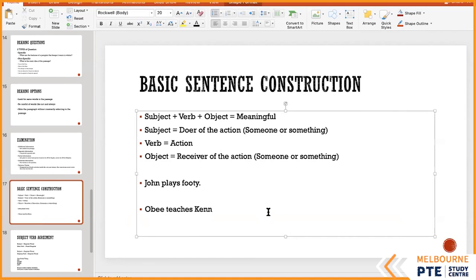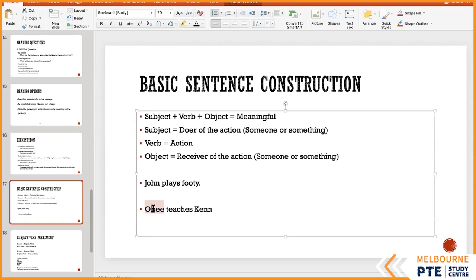So, all right, OB teaches Ken. What's the subject? OB. Verb is? Teaches. Object is? Ken. Now, it's someone or something, always. So the subject is what part of speech? What is OB?